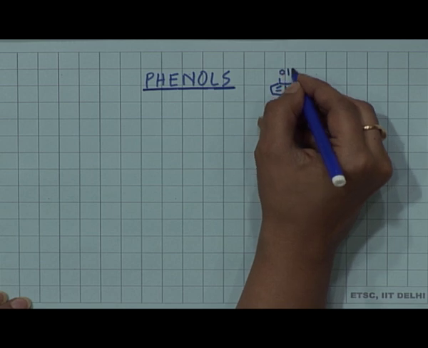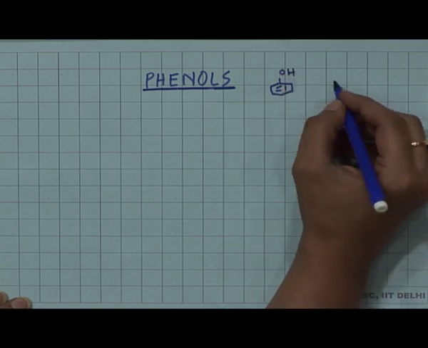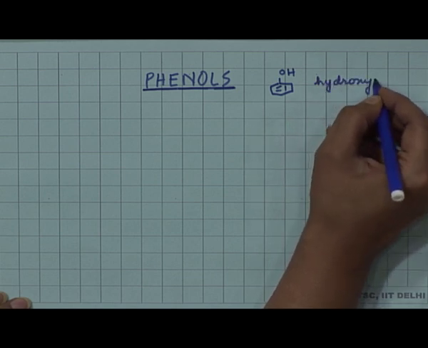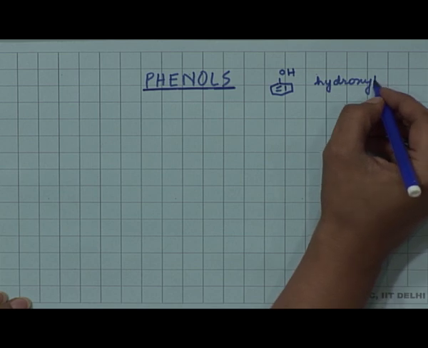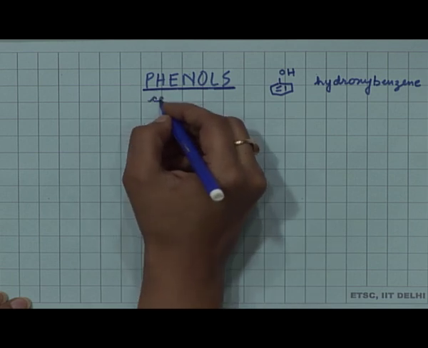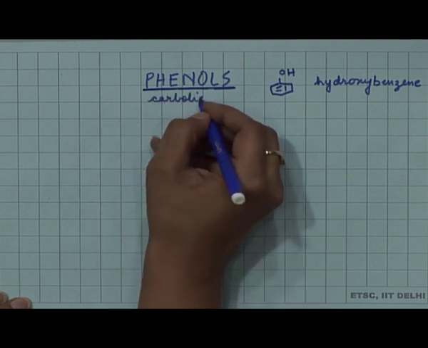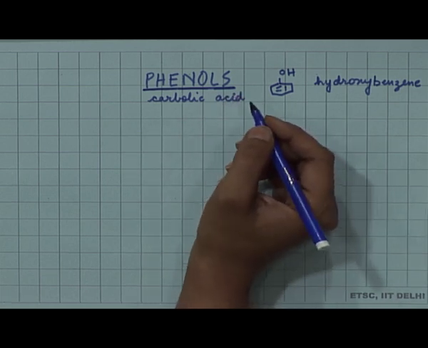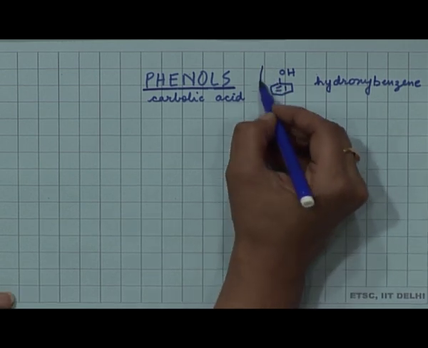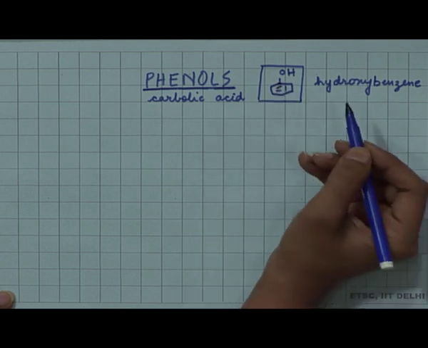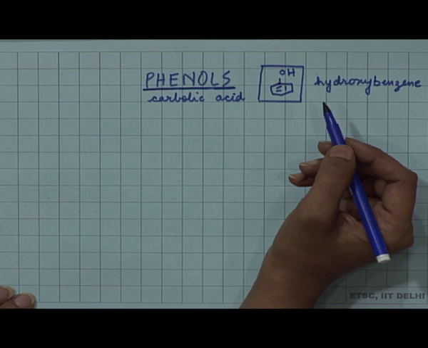Phenols are essentially a hydroxylated benzene. So, it is a hydroxy benzene. It is also known as carbolic acid. Phenols are also known as carbolic acids. If you look at this structure of phenol, the hydroxy is attached directly to this sp2 carbon, which is a part of the benzene ring.